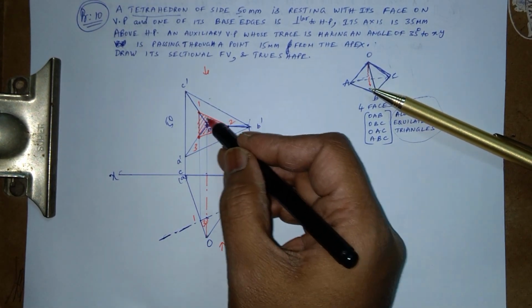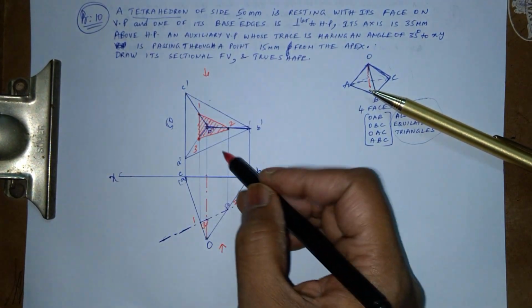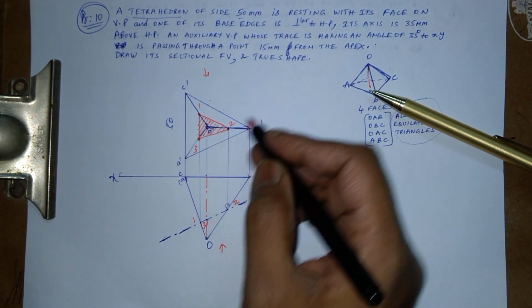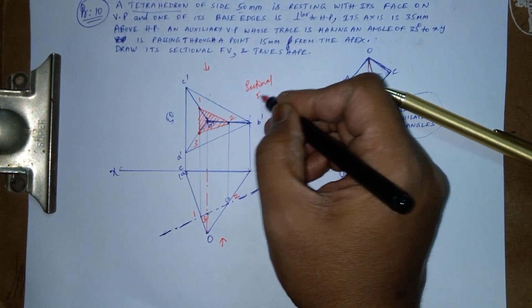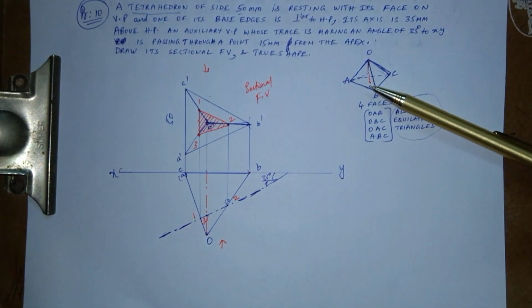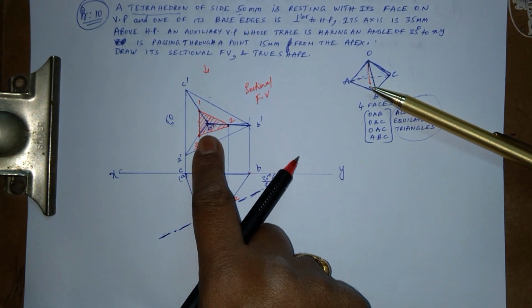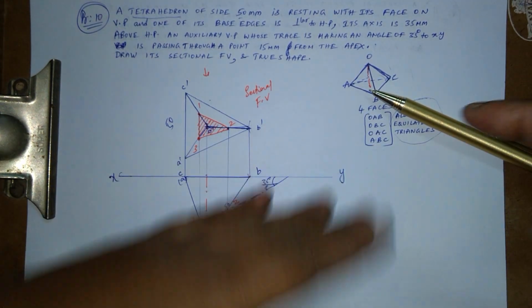So whatever I see in front, this is my front view, and then this is where I see the section. So this is called the sectional front view. Right. This is the sectional front view, this is the section. Okay, when it is cut at an angle, this is the section.